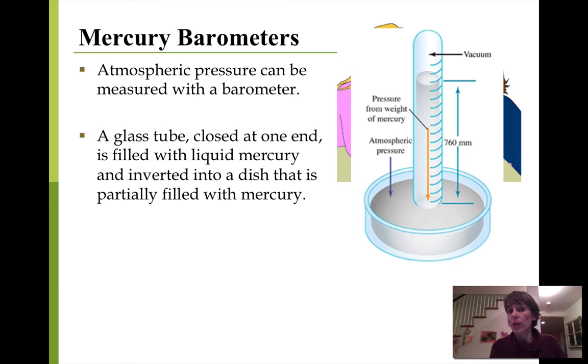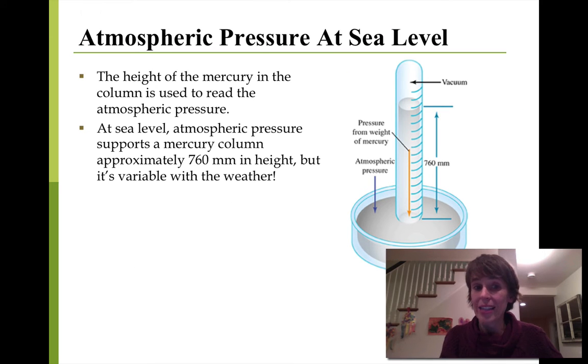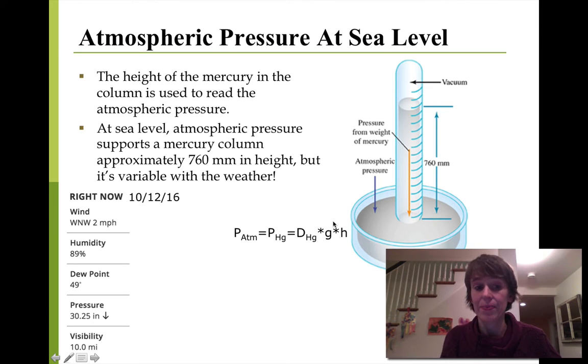It's not going to fall all the way out of the glass tube though, because there's atmospheric pressure acting on the little pool of mercury in the dish, and that pressure is counterbalancing the pressure caused by the weight of the mercury. So the barometer at typical atmospheric pressure supports a mercury column that's 760 millimeters tall. But of course that varies a little bit with the weather. And yeah, that atmospheric pressure is counterbalancing the pressure caused by that column of mercury, which is a function of the density of mercury, gravitational force, and height.